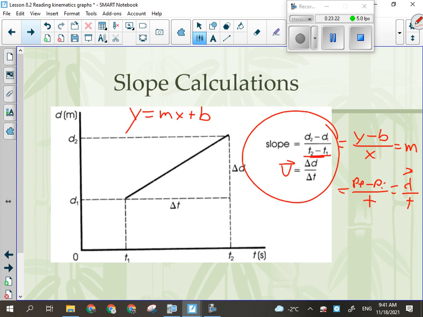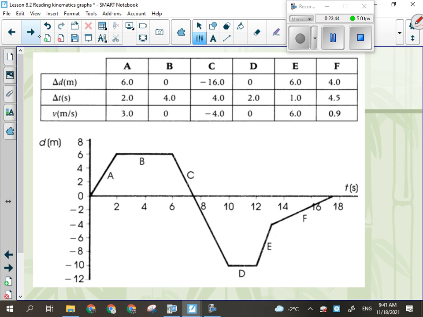So slope is going to represent something different on every graph, and it isn't hard to figure out what it is. You just have to set it up and look at what you are plugging into the formula. What does that calculate when you plug it in? In this case, it calculates displacement and time, so that's velocity. Questions? No? Okay, so this is a position versus time graph.